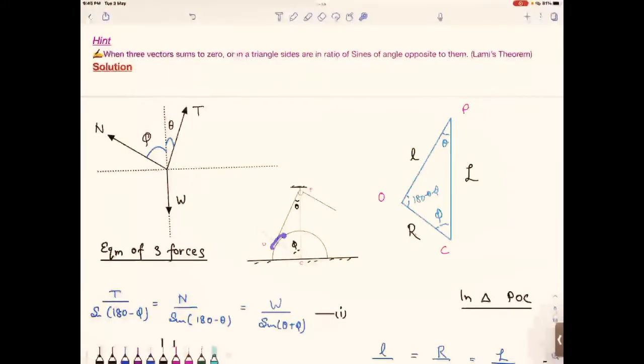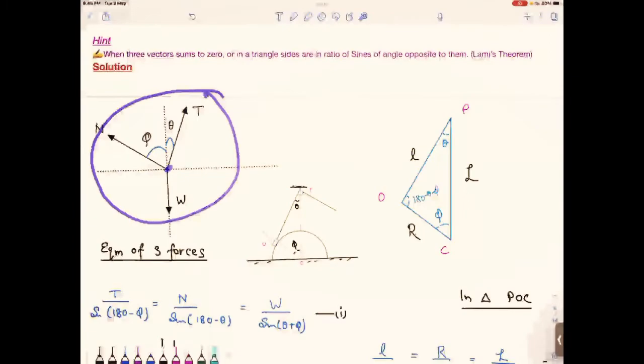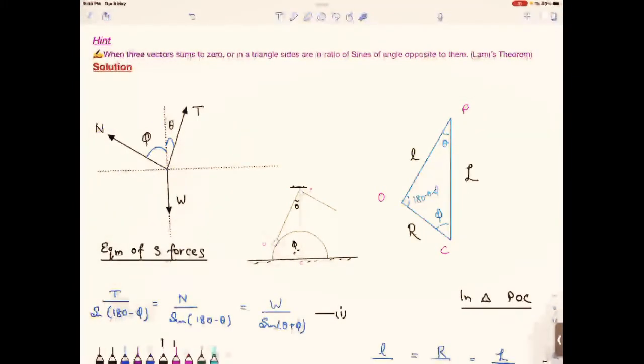Here I draw the force diagram and write Lami's theorem for it: each force divided by the sine of the angle between the other 2 forces. That is Lami's theorem. Proof is given on the next page; I will just show it. It is nothing more than something that can be derived with the help of vector equations.